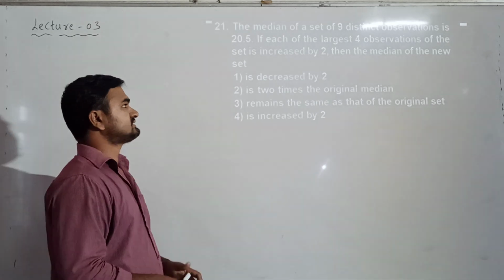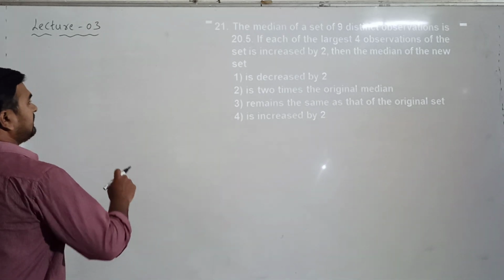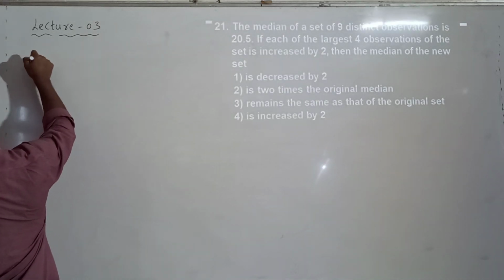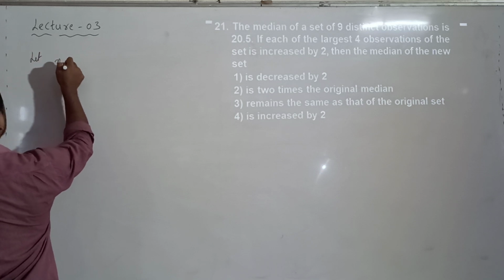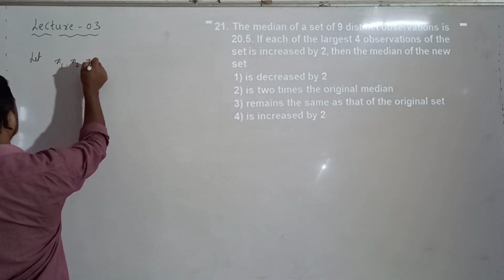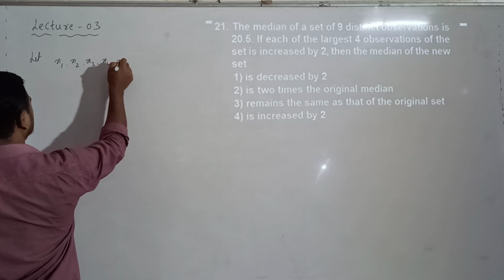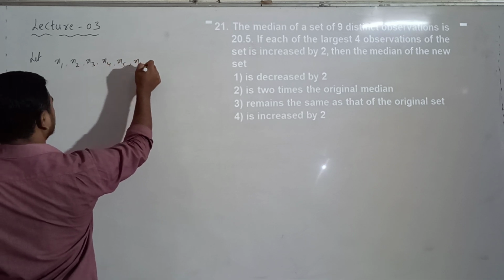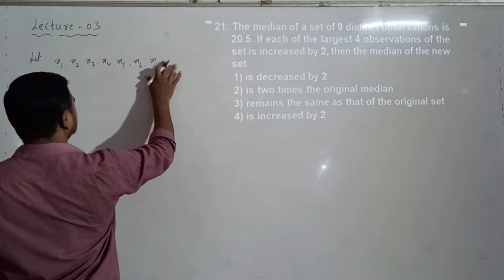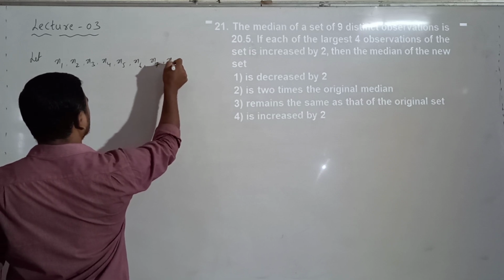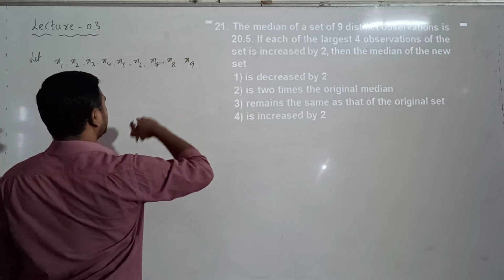Okay. So let us take the observations, as 9 observations are given. So let x1, x2, x3, x4, x5, x6, x7, x8, x9.